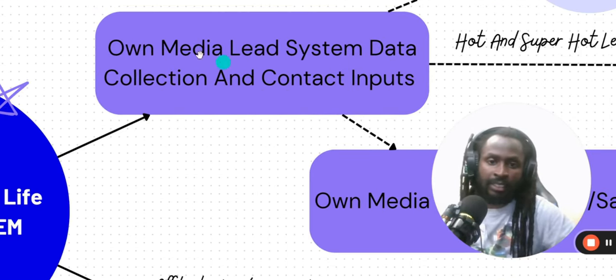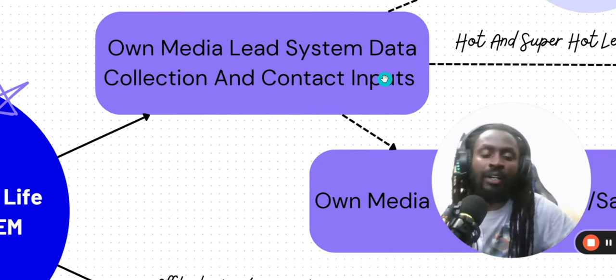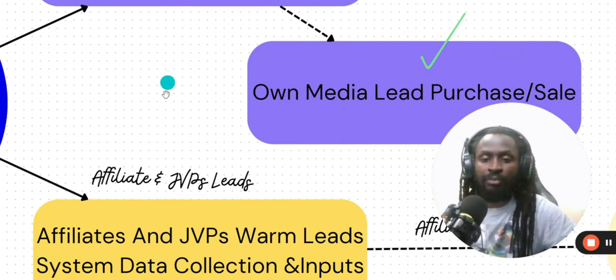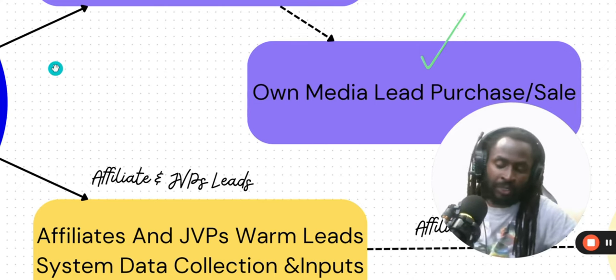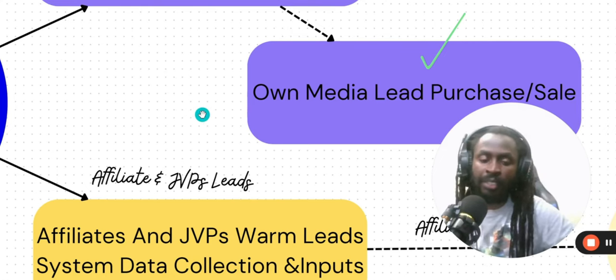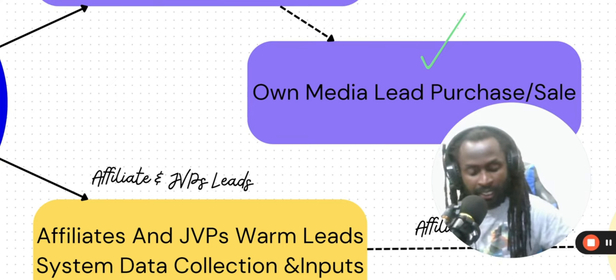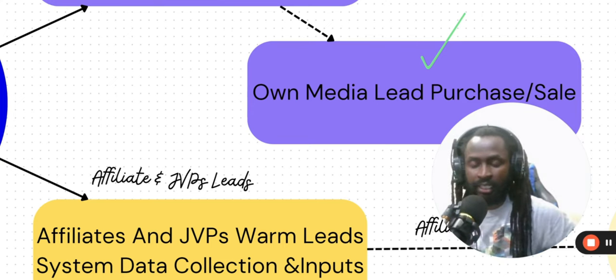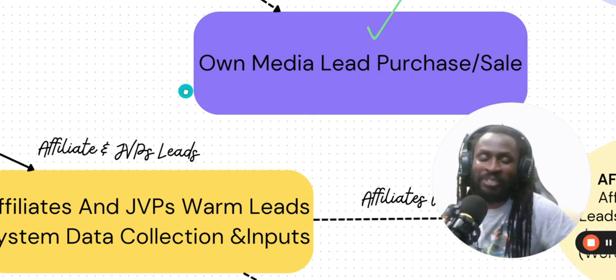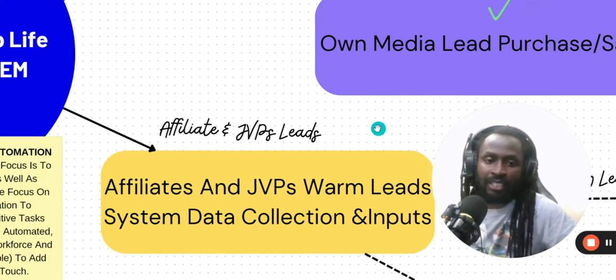Again, when the data is collected on the media lead system, data collections and contact inputs, on media purchase and stuff, the goal is to get them from cold, warm to the hot, super hot, which is going to be into the on media. So you get it from paid and earned to the on media. At the end of the day, you have to make sure that your own media is really growing too, because that's what you own, and you're just going to focus on what you own.